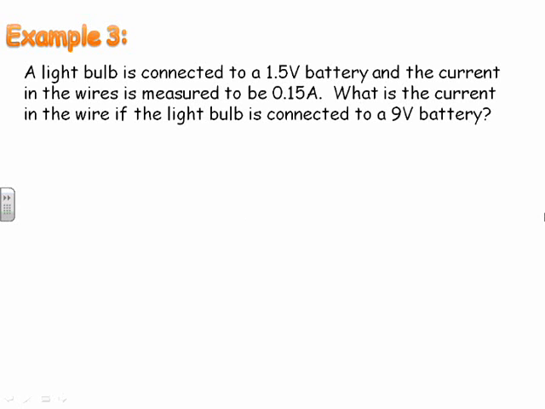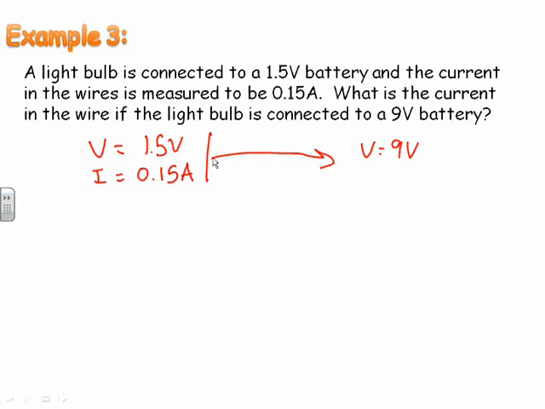So let's think about what we have. We actually have two scenarios here, right? We have two voltages, one 1.5 volts and one that is 9 volts. We have a current over here, which is 0.15 amps, and we don't have any current over here. So we have this situation, and then we're putting it over here into that situation.